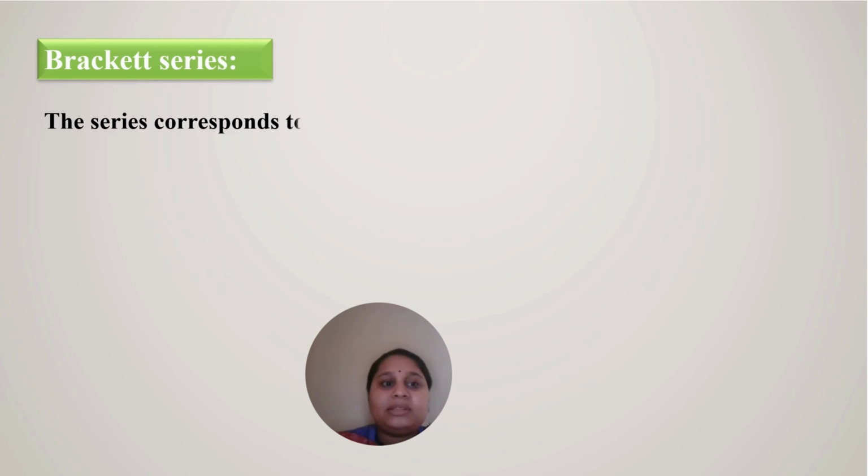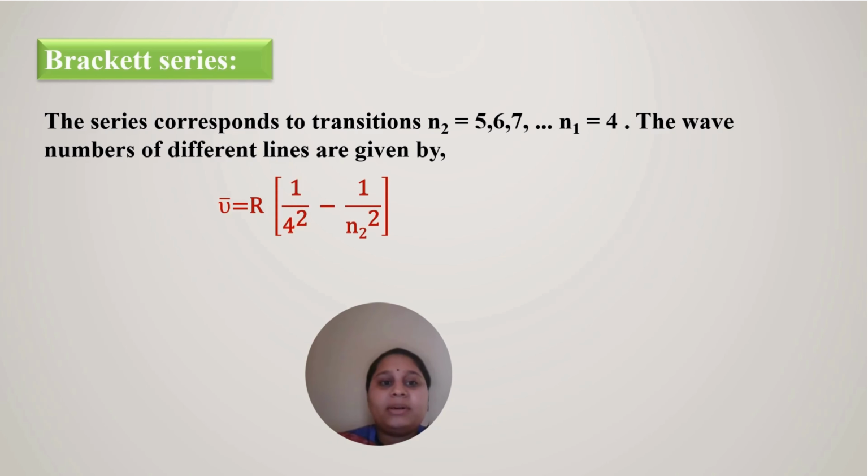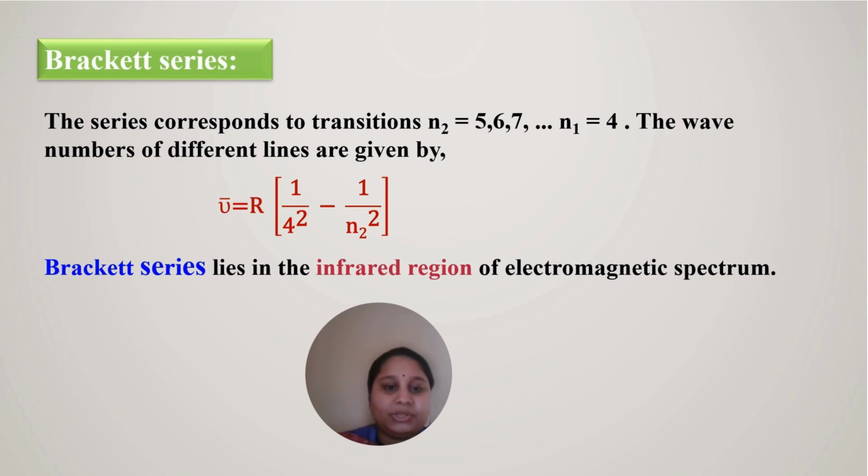The next is the Brackett series. The series corresponds to transitions where n2 is 5, 6, 7 and n1 is 4. The wave numbers are given by the same formula. It lies in the infrared region of the electromagnetic spectrum.